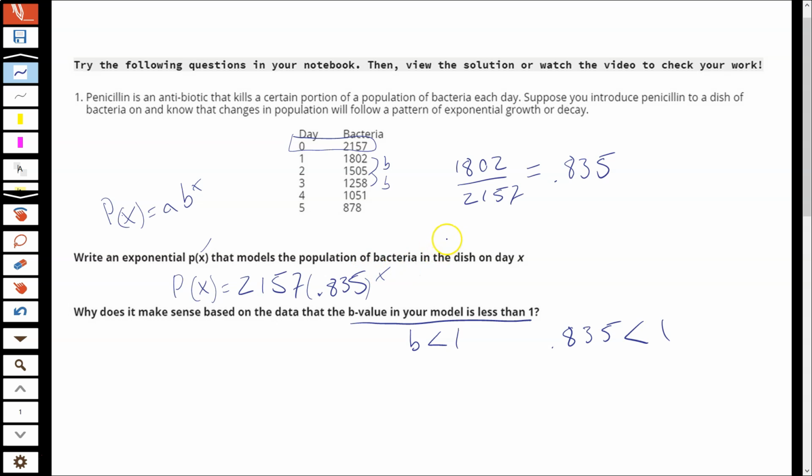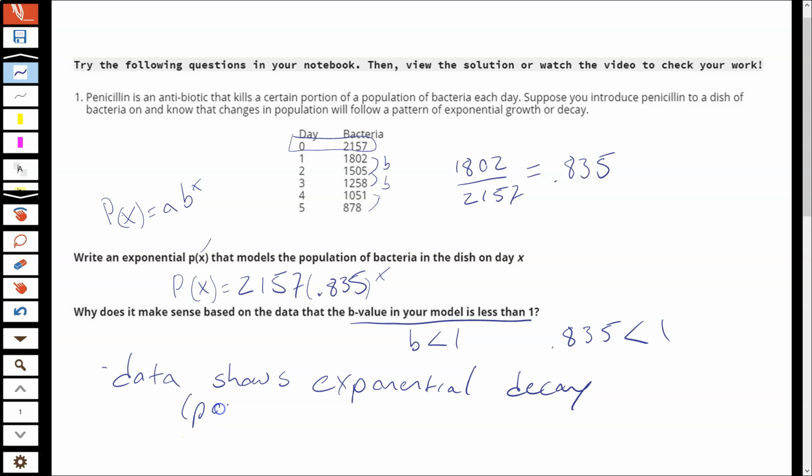Let's think about what that means. When we multiply by a number that's less than 1, what we get is a smaller and smaller result each time, right? And that's consistent with our data. So one answer might be that the data shows, we could call this exponential decay, which means our population is getting smaller. So we could say that.